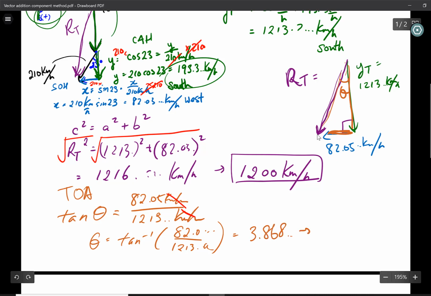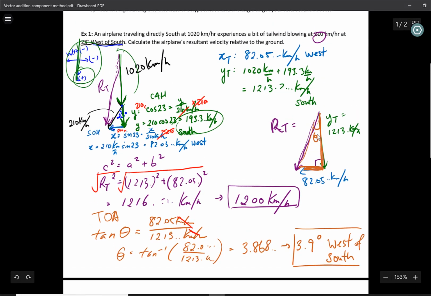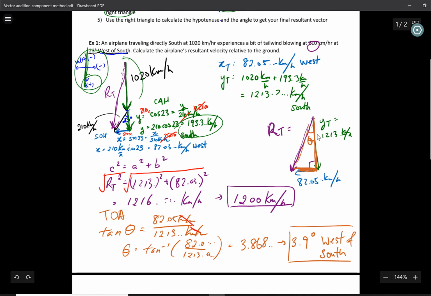3.868. And I'm going to round that to 2 sig figs, 3.9 degrees. And to find our final direction language here, we're going south and then west. So I'm going to say west of south, because it's always the flip of what you think it is. So here we are. We have one. So this is using the component method when we add 2 vectors together that don't form a perfect right triangle.